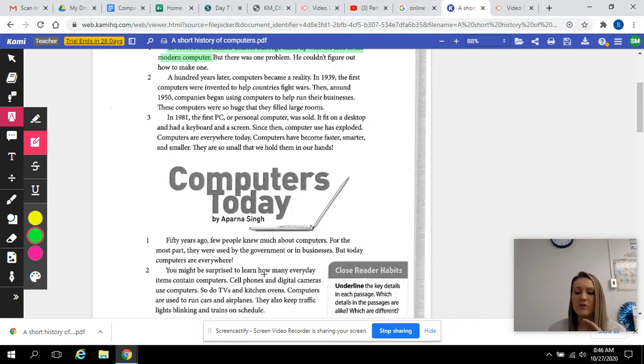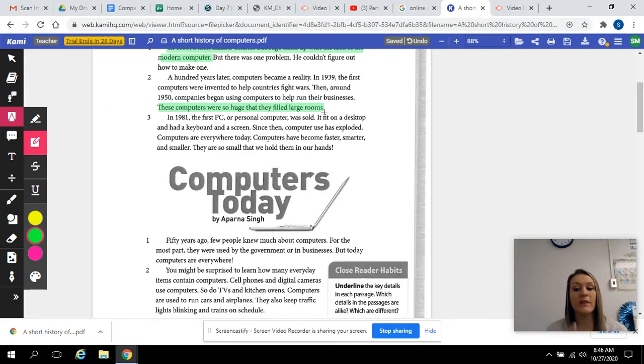In this one, they say they're so small today, but back then, it said these computers were so huge they filled large rooms. That is a difference because today we know that they can be fairly small, like our cell phones or a camera or even an iPad. But back then they filled large rooms. So it was a whole computer in a room. Okay, so we have two.